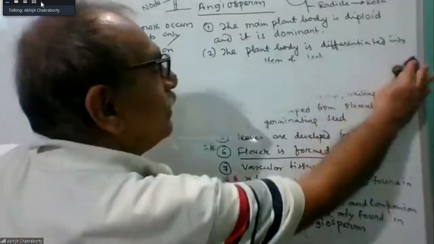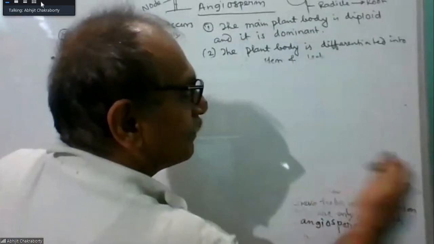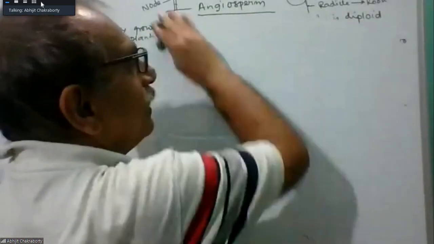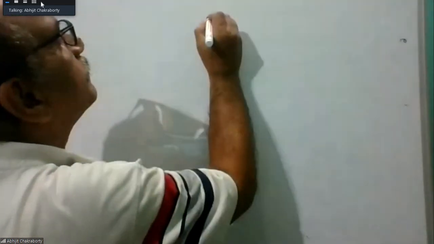Because here actually the pistil is developed, having style, stigma and ovary, and inside the pistil you will get the ovule, and in the ovule you will get the megaspore mother cell. I'll be showing you, then you will see why it is not required.